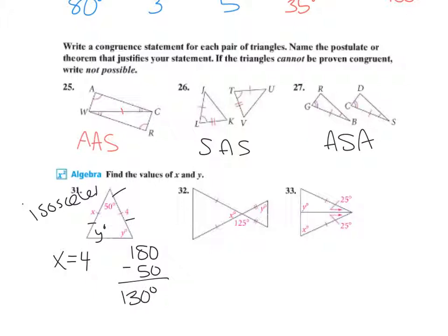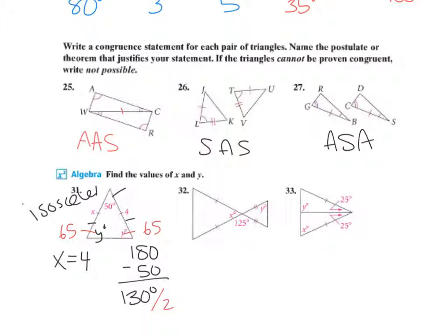So these 2 angles, by base angles theorem, these 2 angles are congruent. So if I have 130 left, I can divide that by 2 and you get 75 degrees. Oops, 65, what was I doing? Okay, 65. 65 plus 65 plus 50 equals 180.